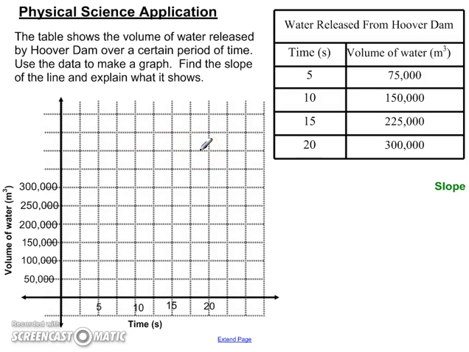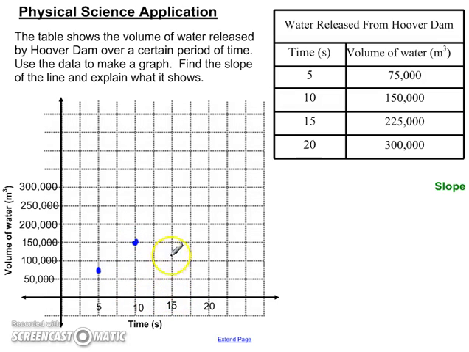Okay, so now we're going to use a physical science experiment or application. In this particular case, what we have is the water that goes through the Hoover Dam every few seconds. So after 5 seconds, 75,000 gallons of water, cubic meters of water, is released through the dam. So I'm going to go ahead, 75,000 would be right about there. I'm going to plot them. 10 is 150,000 released through the dam.